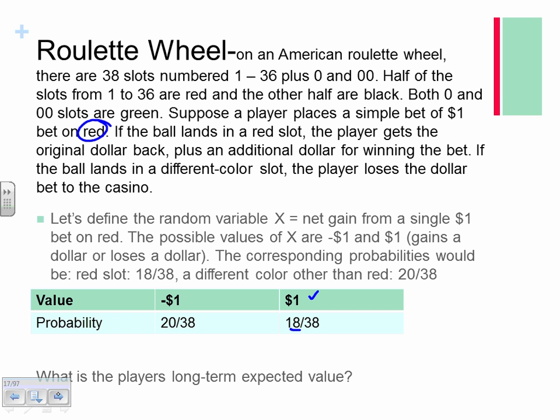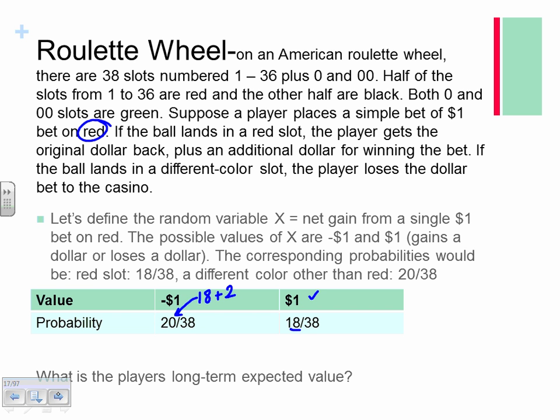So then what are all the possibilities that I could lose? Well, I could get the other half of 36, which would be 18, plus those two green, 0 and double 0, which would give you a total of 20. So this would be your probability distribution. What is the player's long-term expected value? I'll let you calculate that.